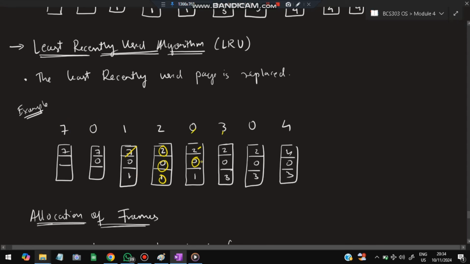3 came, which will I replace? 2, 0 or 1. Now 2 is used where? Here. 0 is used where? Here. 1 is used here. So which is the least used? The least used is 1, so I'll replace 1 with 3. Now after that 0, 0 is already present.